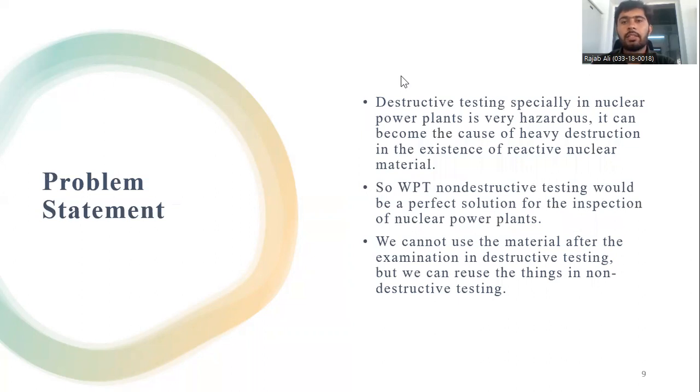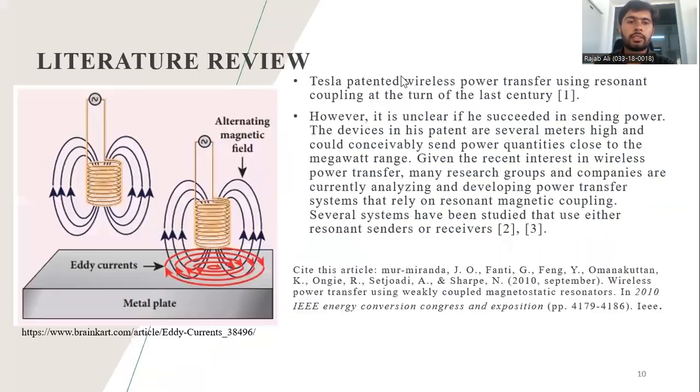Problem statement. Destructive testing, especially in nuclear power plants, is very hazardous, and it can become the cause of heavy destruction in the presence of reactive nuclear material. So, wireless power transmission non-destructive testing would be a perfect solution for inspection of nuclear power plants. We cannot use the material after the examination in destructive testing, but we can reuse the things in non-destructive testing.